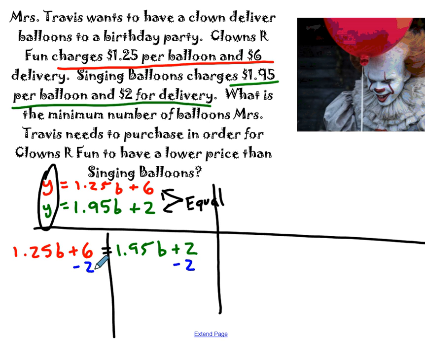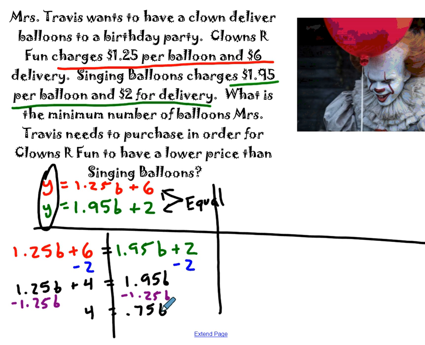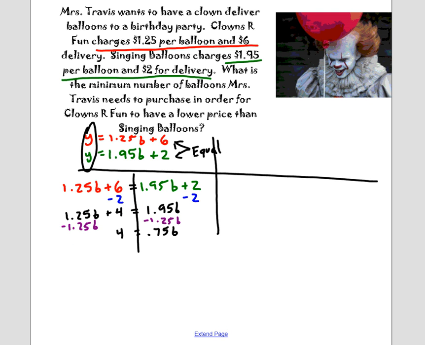So I have 1.25B plus 4 equals 1.95B. Now, I'm going to subtract $1.25 on both sides because I want to get B by itself. When I do that, I get 4 equals 0.75B. My final step is going to be to divide by 0.75 to get B alone.